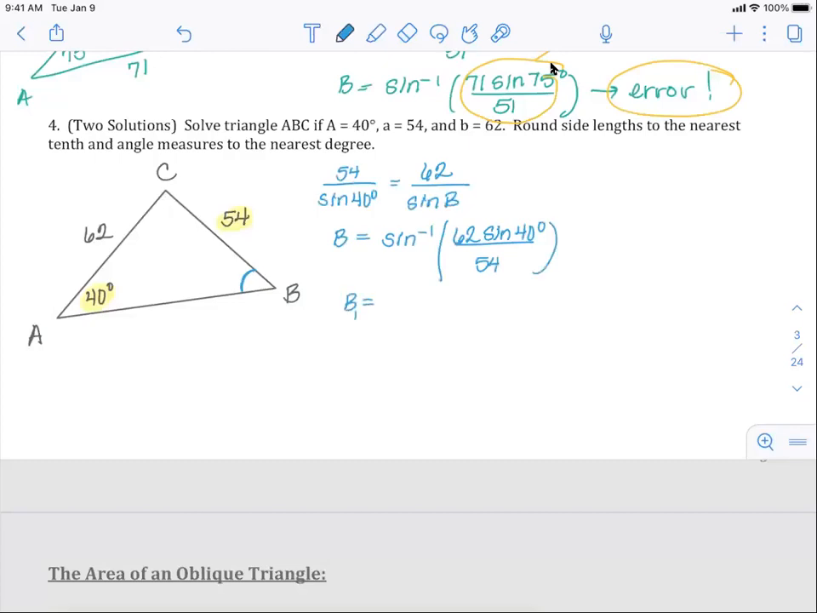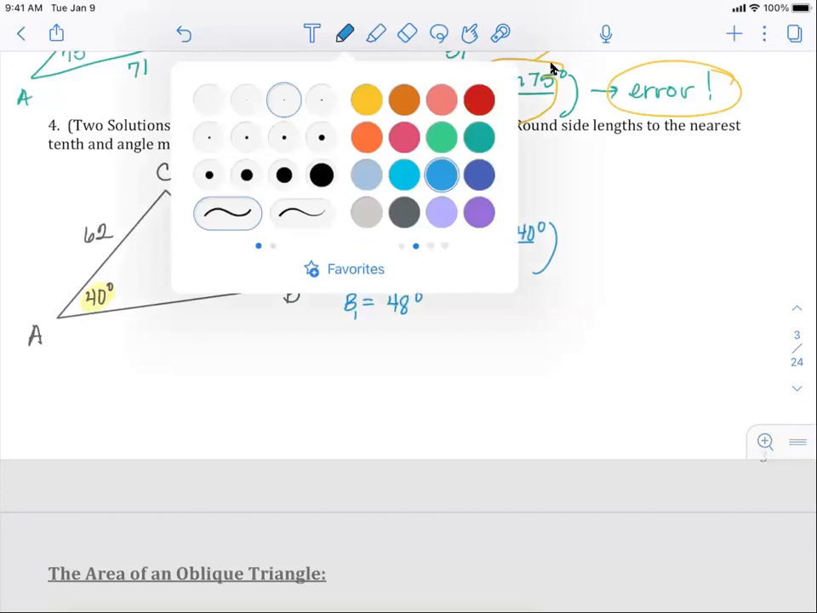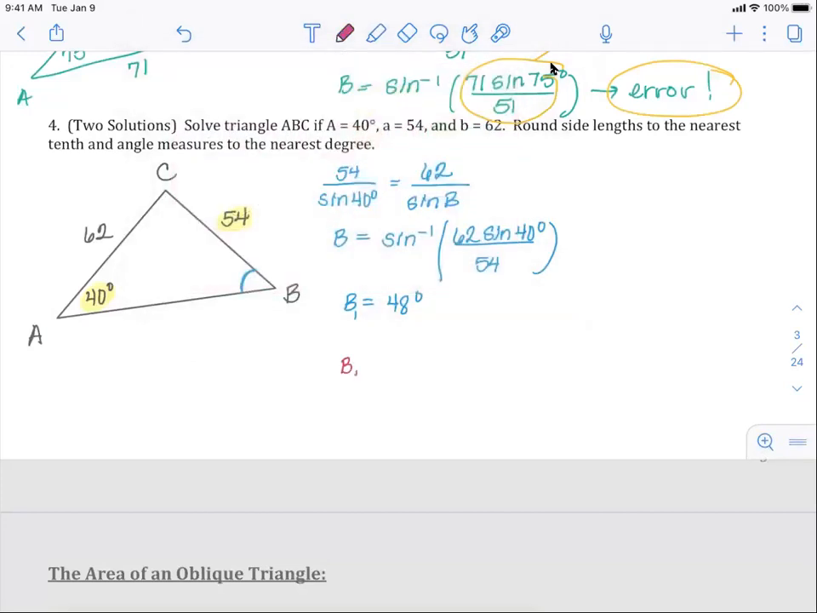We're going to call this B1. Put that in your calculator: 62 sine 40 divided by 54. What are we rounding to? Nearest degree. So I get 48 degrees. Any questions on that part? Now, just like the first example we did, we need to consider, what if I had angle B2? That would be 180 minus 48, which is 132 degrees.